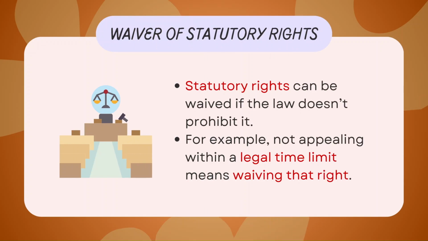Statutory rights given by laws or acts can sometimes be waived, but only if the law doesn't prohibit such waiver. For example, if a law allows a person to appeal a decision within 30 days and they choose not to appeal, the right is considered waived.